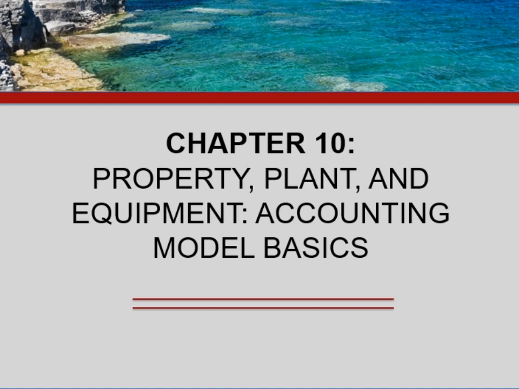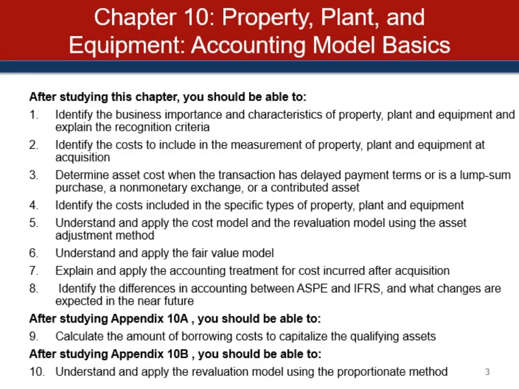Alright, this is Chapter 10, Property, Plant, and Equipment, and we're working through Wiley's Kieso text here, and this is Business 353. So we're talking about property, plant, and equipment, and talking about the accounting model basics, which it says right there. So the learning objectives are listed here.